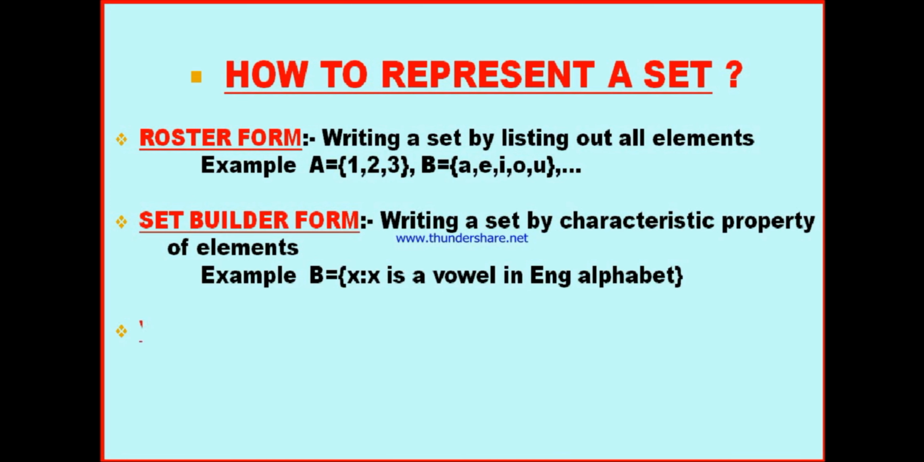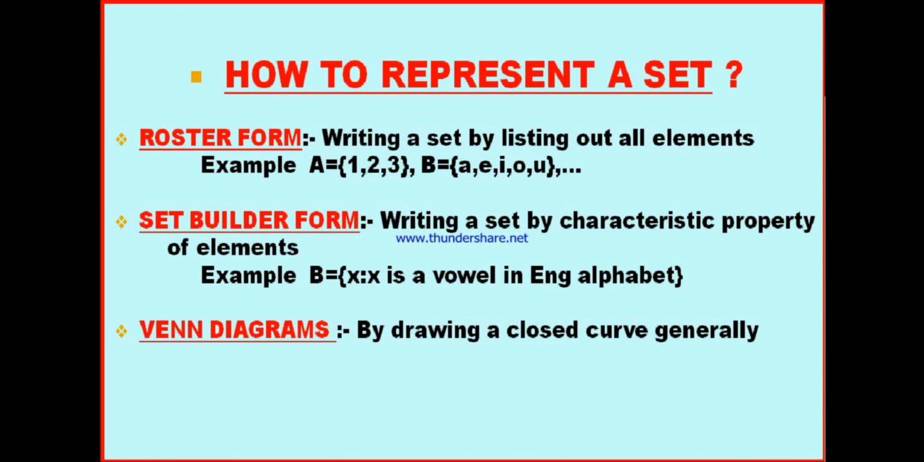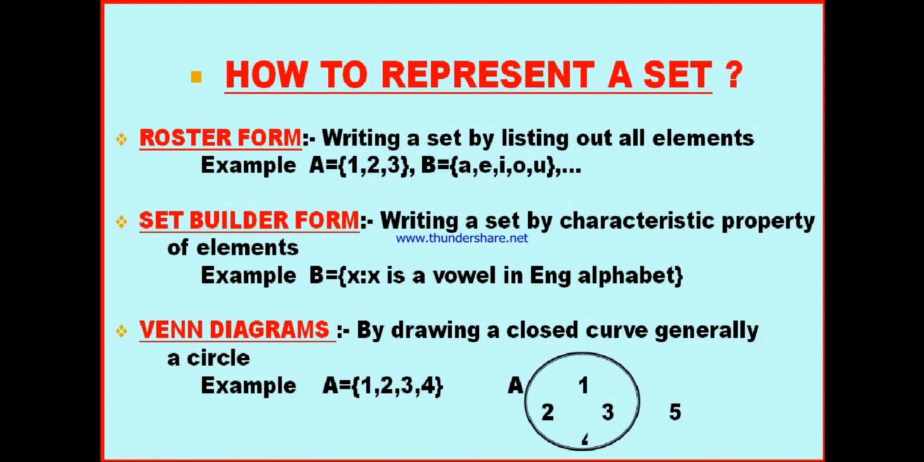And the other form of representing a set is the Venn diagram. You can represent a set by drawing a closed curve. Generally, you can represent sets by drawing circles. You see, for example, A is equal to the set 1, 2, 3, 4. We draw a circle and we name it A, therefore it is set A. And what are the elements that belong to the interior of the circle? 1, 2, 3 and 4.